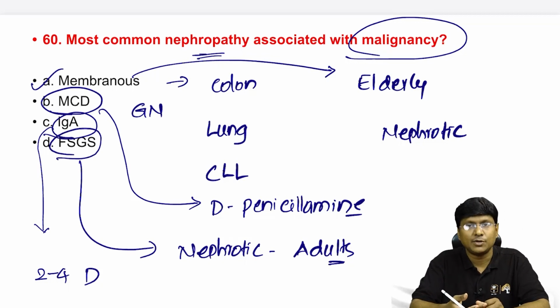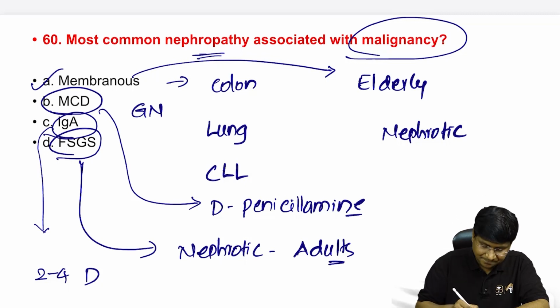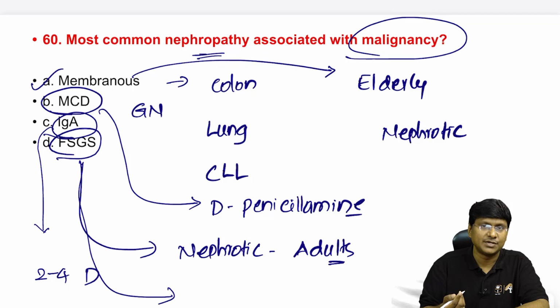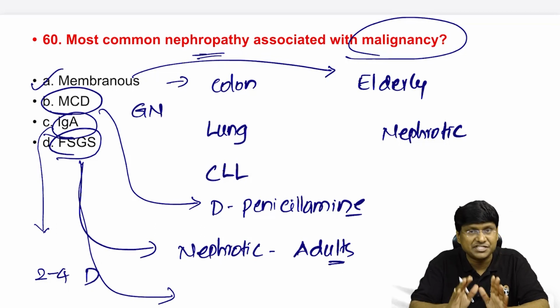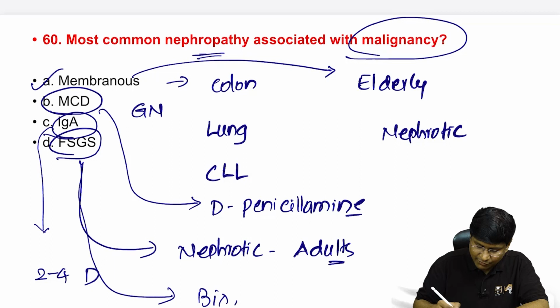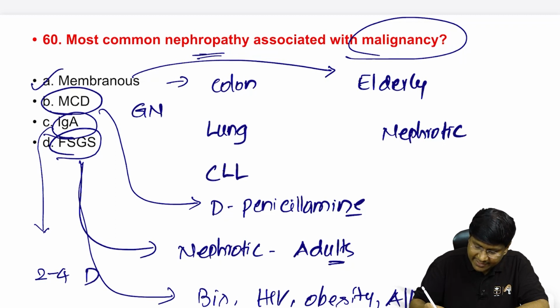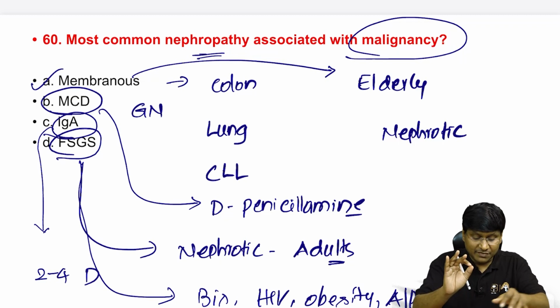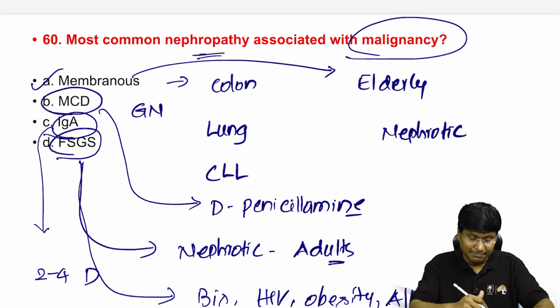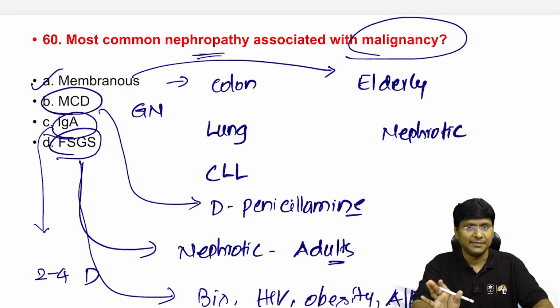Whereas focal segmental glomerulosclerosis has two forms, primary and secondary. Primary focal segmental glomerulosclerosis is due to gene mutation. Secondary focal segmental glomerulosclerosis can be secondary to certain drugs like bisphosphonates, to HIV infection, to obesity, and to certain genetic disorders such as Alport syndrome. So the one associated with malignancy is membranous glomerulonephritis, a form of nephrotic syndrome commonly observed in elderly individuals.